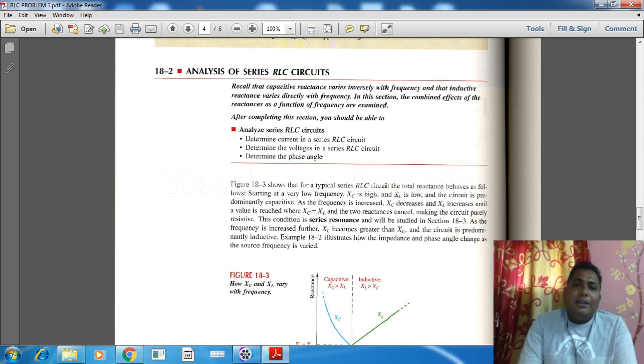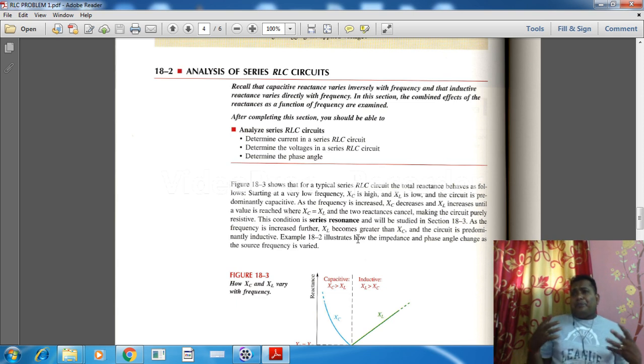So recall that capacitive reactance varies inversely with frequency. Already discussed, that is Xc. Xc is changing inversely with the frequency, and inductive reactance, that is XL, is directly changing with the frequency. In this section, the combined effect of the reactances as a function of frequency is examined.